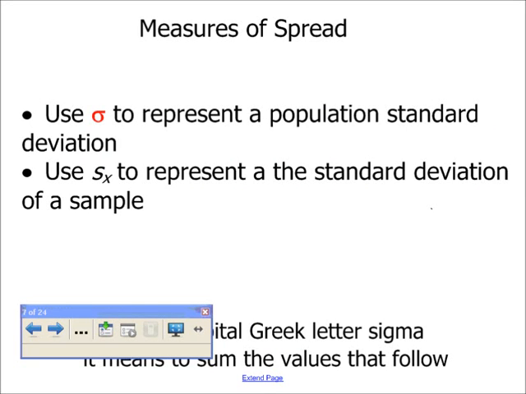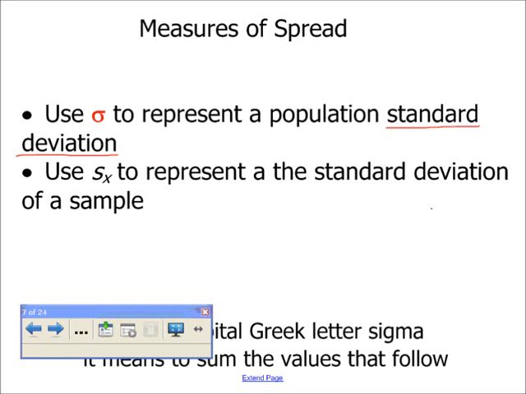All right, so the mean was where the center of the data was. That tells us where the center is, but that doesn't tell us enough. We also need to know how spread out the data is, not just where the center of it is. The way we measure that is using something known as standard deviation.